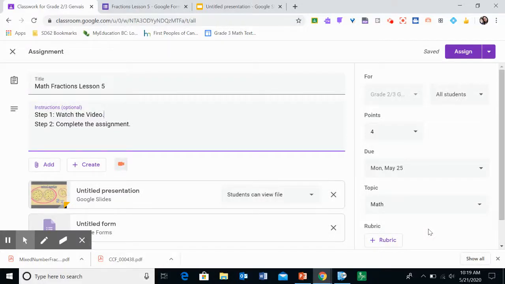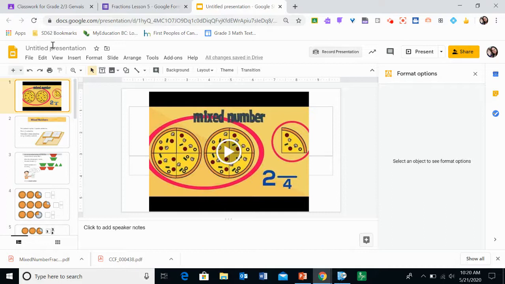Hello class, this is Math Fractions Lesson 5, and today we're going to be talking about mixed numbers and improper fractions. So far we've just talked about proper fractions where the top number is smaller, and today that's going to change. All right, so let's start with this.